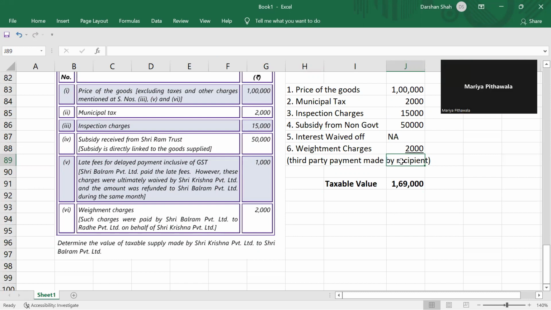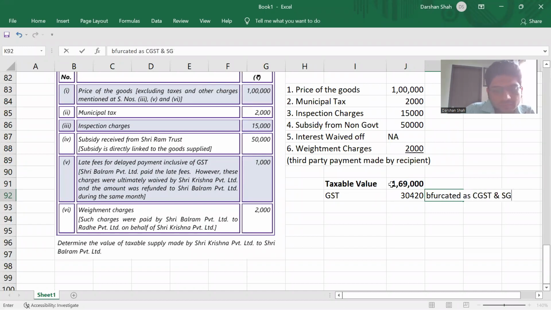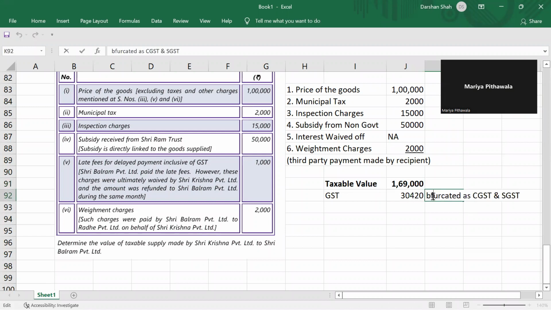When Balram paid to Radhe, at that time he didn't pay GST. No GST was paid, correct? Only 2,000 was paid. And now he's paying the GST for it. Correct. So now when Krishna is going to sell, the actual bill is only for 1,67,000, right? Because this 2,000 has already been paid by Balram. So the actual bill value is 1,67,000, but still the invoice will show taxable value of 1,69,000 and GST will be collected on 1,69,000 into 18%. And that 18% will be further bifurcated as CGST and SGST. So the amount that Balram will have to pay Krishna now will be 1,67,000 plus GST.